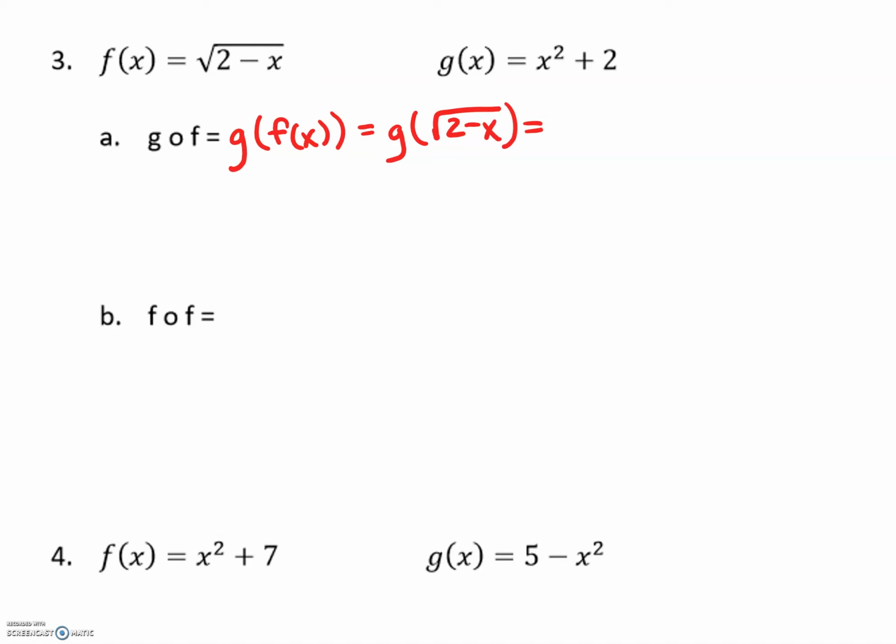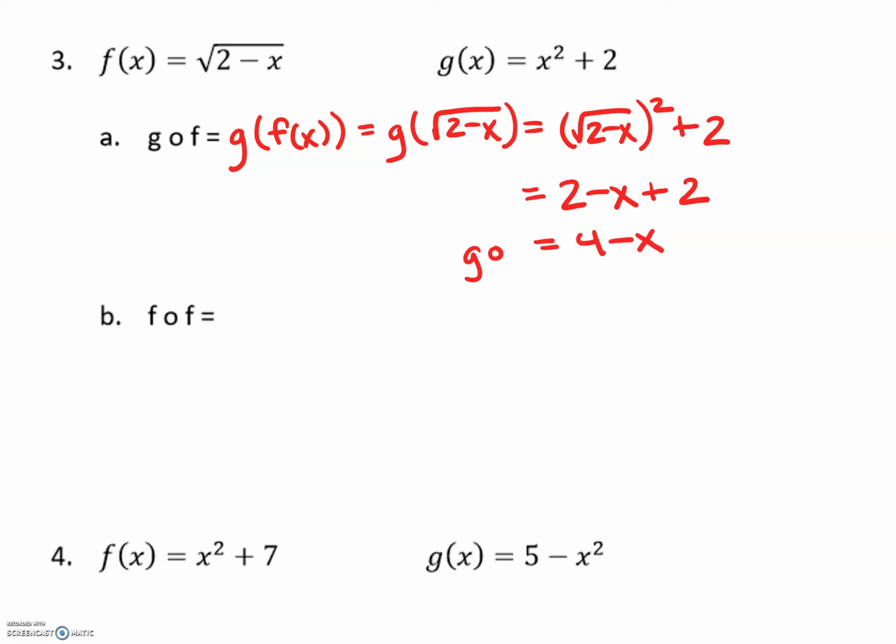So now I'm going to go up to g. G has an x, so I'll substitute in, and it's telling me to square that, and then add 2. Well, if I square a square root, the square root will cancel. I'm going to get 2 minus x, and then plus 2. So I combine like terms. I'm going to get 4 minus x, so g of f is going to be 4 minus x.